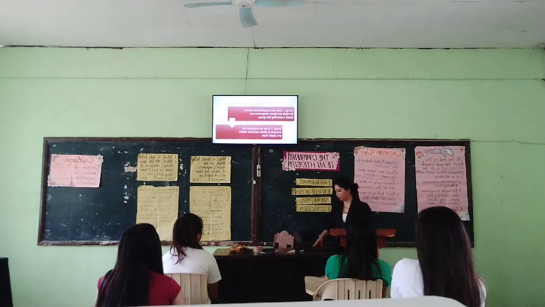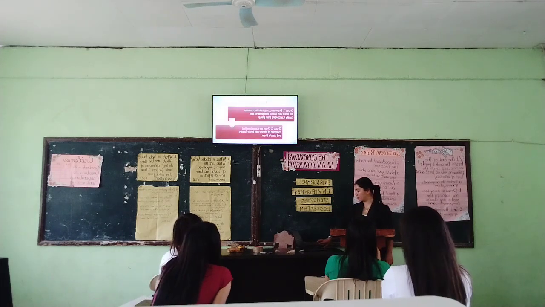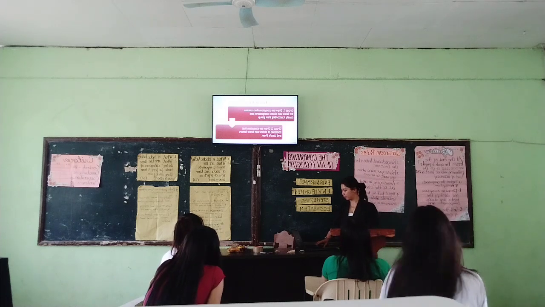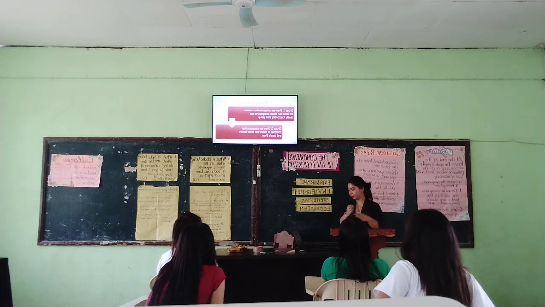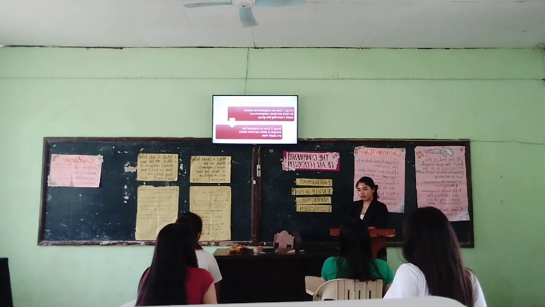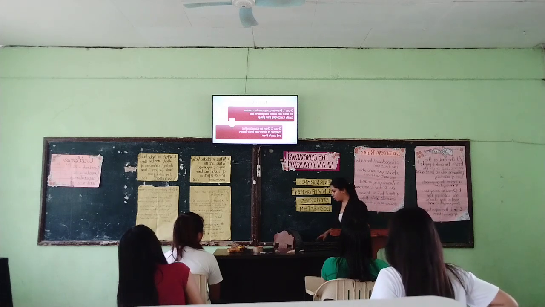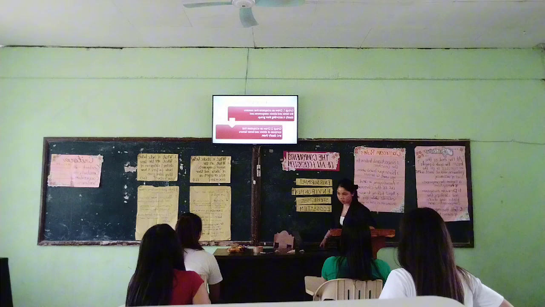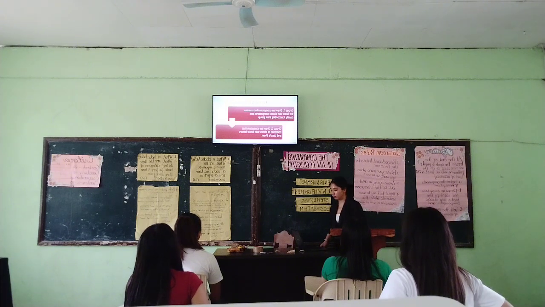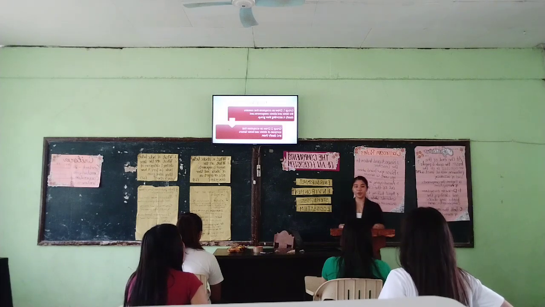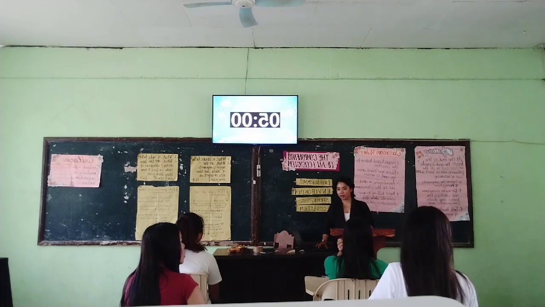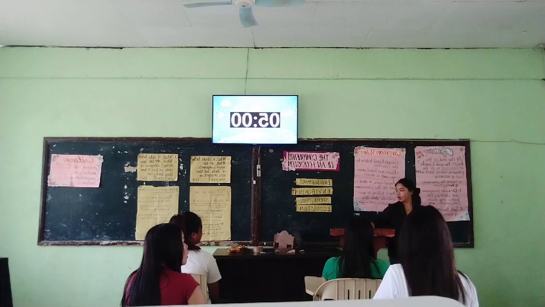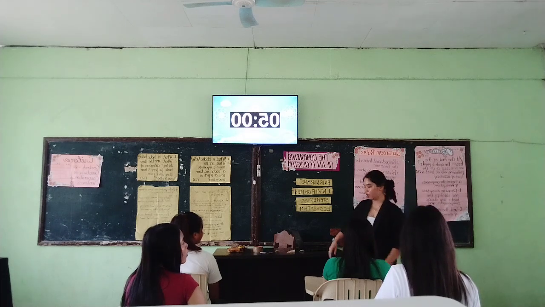So for group 1, can you read? Draw an ecosystem that contains biotic and abiotic components and classify them according to their group. For group 2, draw an ecosystem that is composed of abiotic and biotic factors and classify them. Before you do your activity, you are given 5 minutes to finish it, and you're going to present it in front.